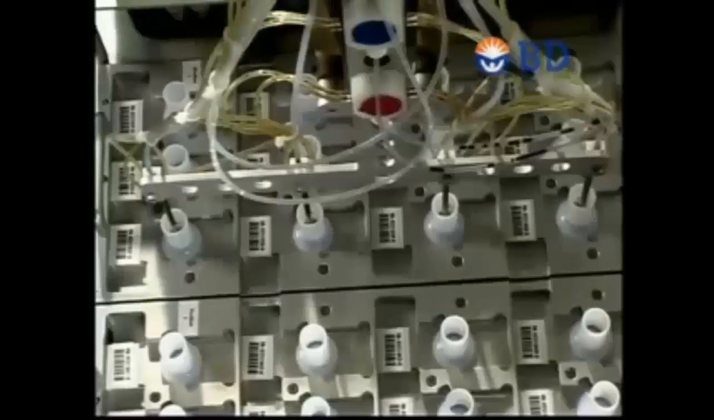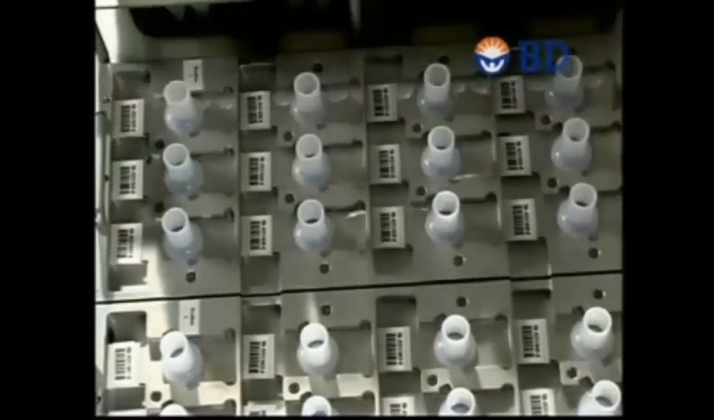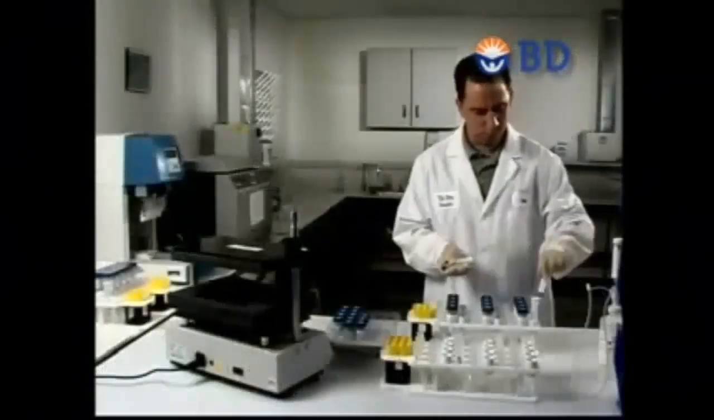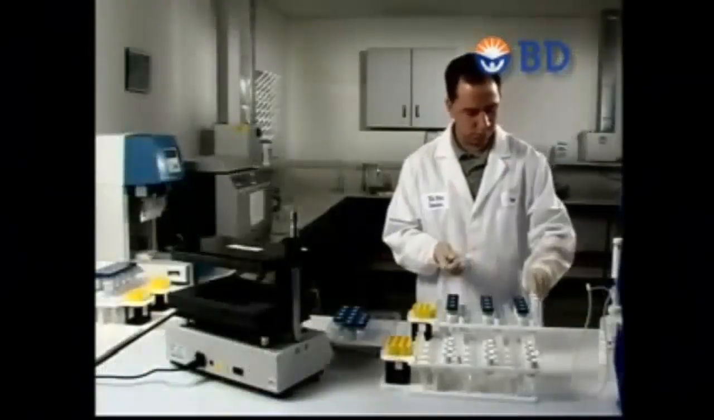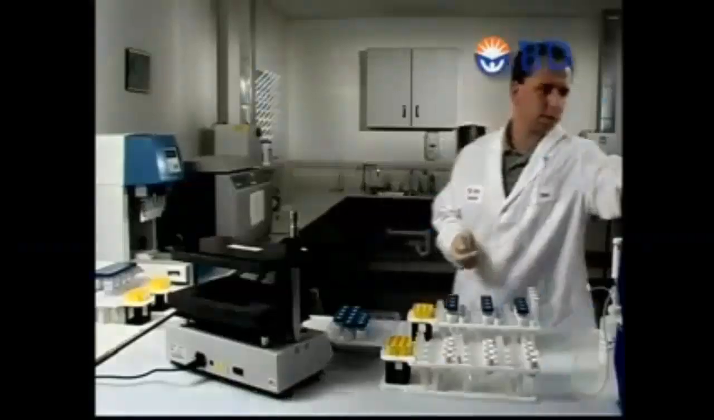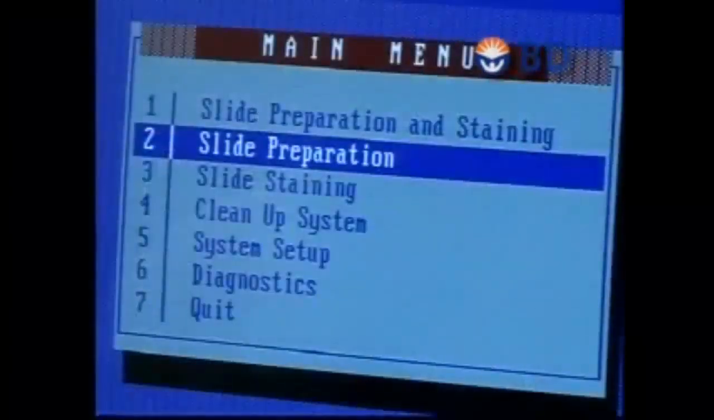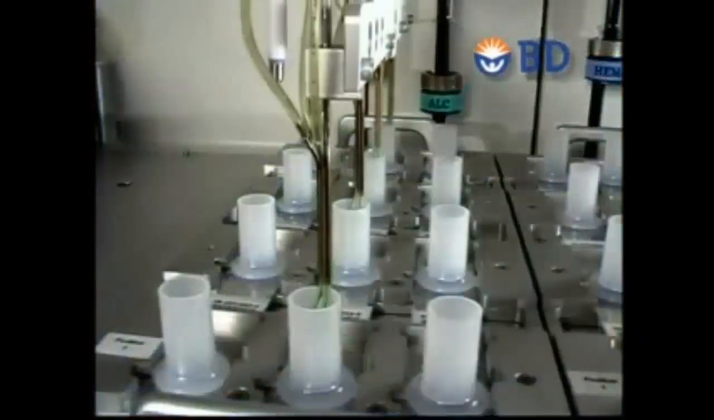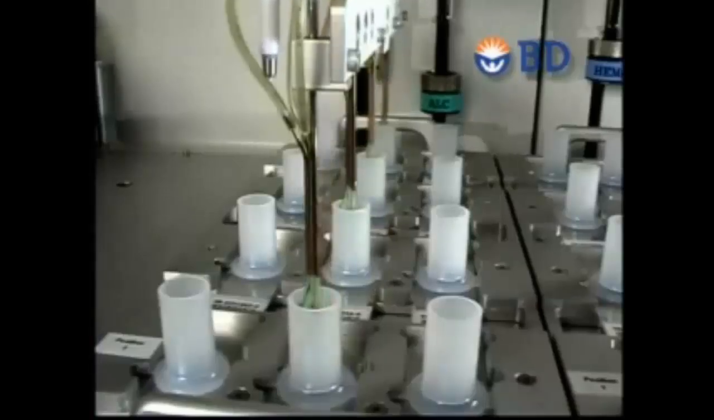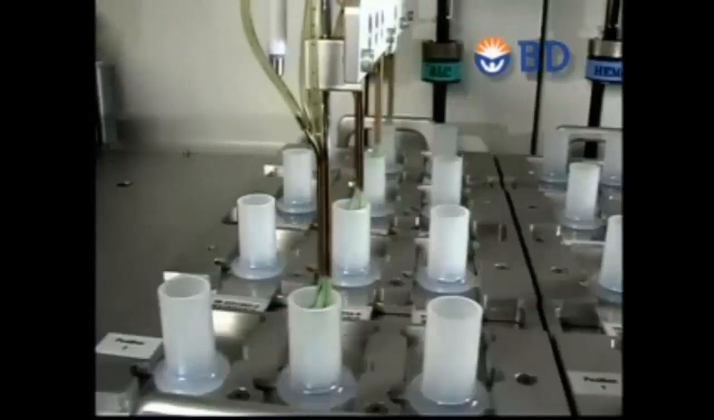The system provides an audible alert upon specimen completion, freeing the technician to do other things while the automated PrepStain processes slides. During the preparation-only process, slides are dispensed in alcohol. The alcohol is simply decanted when ready to proceed with staining and cover slipping.